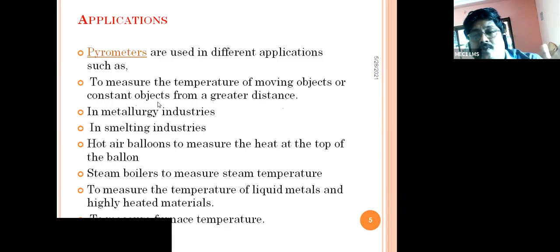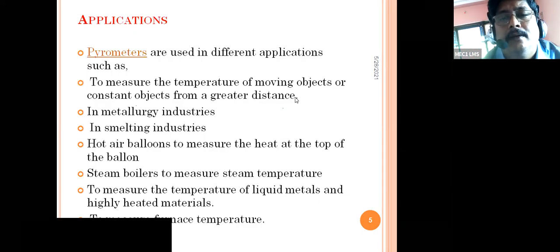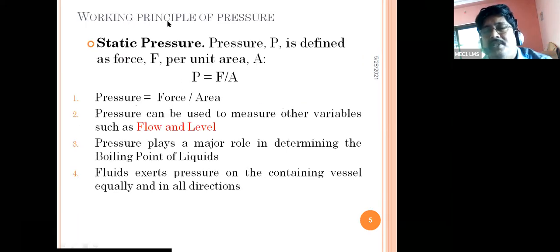From some distance we can also measure the temperature of a body that is emitting radiations. In metallurgical industries, to find the temperature of the material, maybe hot material. In smelting industries, and hot air balloons to measure the heat at the top of the balloon. And steam boilers, as I said, where it is somewhat difficult to measure the temperature, and to measure the steam temperature also. To measure the temperature of liquid metals, metals in the liquid state, which are very hot, maybe 1500 or 2000 degrees centigrade. We can also measure the furnace temperature. So these are the applications of the pyrometer. We can measure all these temperatures.